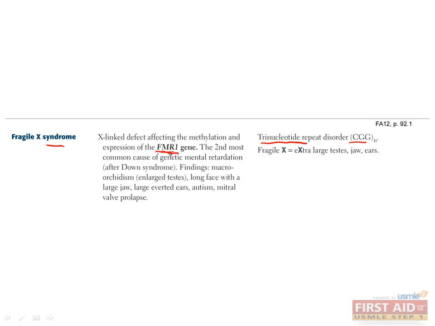The trinucleotide expansion results in increased methylation, which decreases expression of the gene and also affects the chromosome structure, giving it a fragile appearance on microscopy. Patients present with macroorchidism, a long face and a large jaw, large everted ears, autism, and a predisposition for mitral valve prolapse.